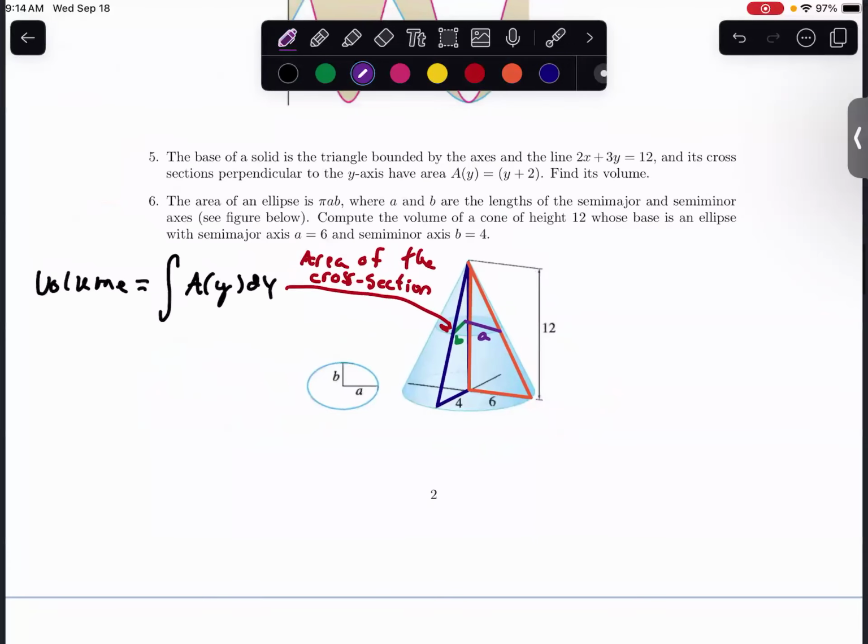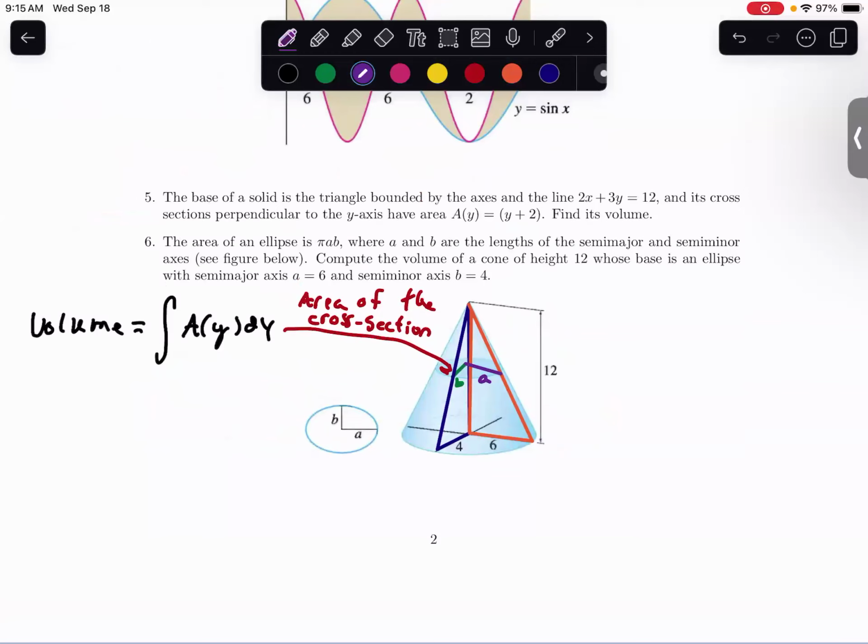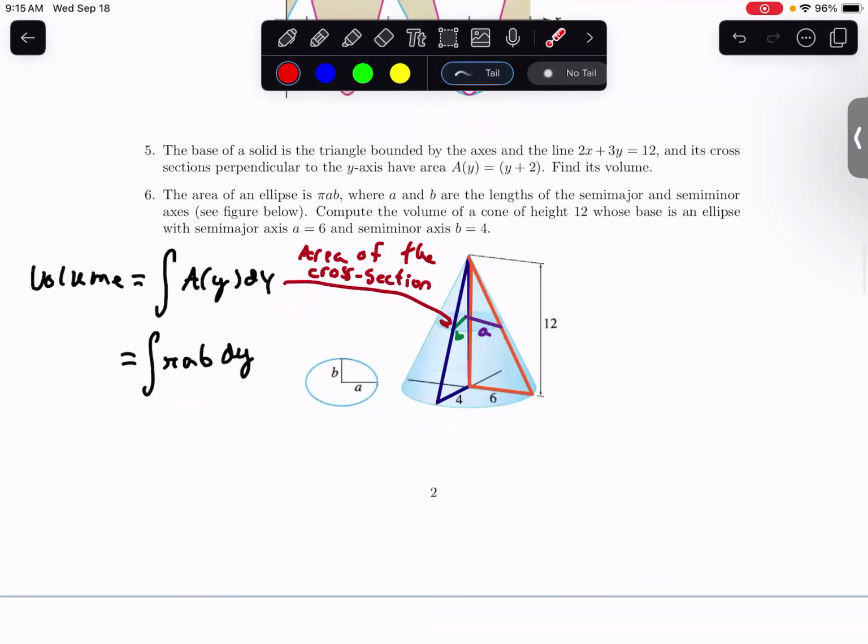Right, and so the goal here is we ultimately want to be able to express the area of the cross section in terms of y. And so the volume here is really equal to the integral of pi times AB dy, but we don't know what A and B are in terms of y yet. So that's why we have to use these similar triangles. We need to determine how we write B in terms of y, and how we write A in terms of y as well. So let's determine what A is going to be in terms of y.